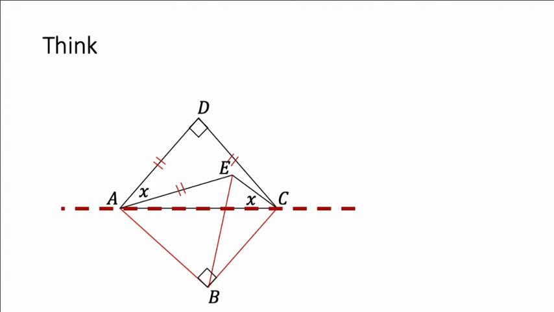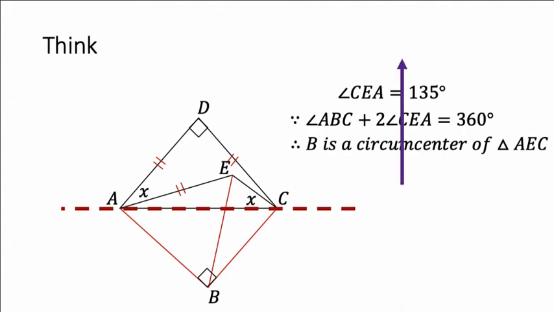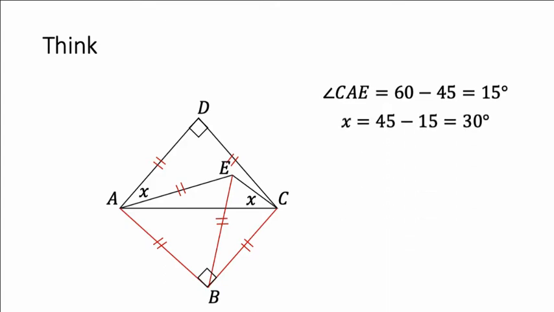We find that the angle CEA will easily be 135 degrees. Notice one thing. The angle ABC plus 2 times the angle CEA will be equal to 360 degrees. This means that B is the circumcenter of the triangle AEC. So let's go through it backwards. We'll draw the circumcenter of the triangle AEC, called B. We find that AB equals EB equals CB. We can easily solve that the angle EAC will be equal to 60 minus 45 equals 15. This means that the angle x will be equal to 30 degrees.